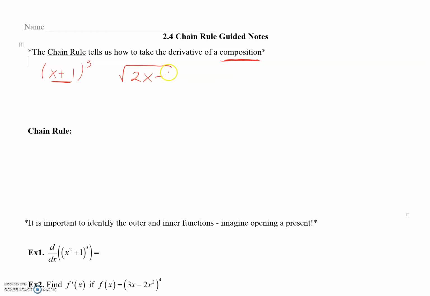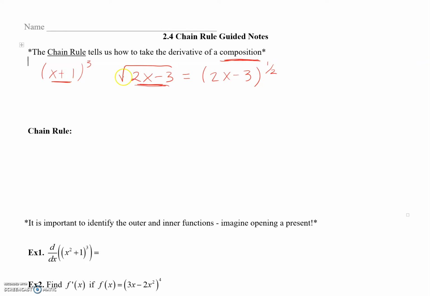Maybe I have something like the square root of 2x minus 3. This is also a composition where my inner function is 2x minus 3 and my outer function is the radical. If I wanted to rewrite it, I would probably choose to use fractional exponents, because then I could use the power rule. We'll do some of those later today.